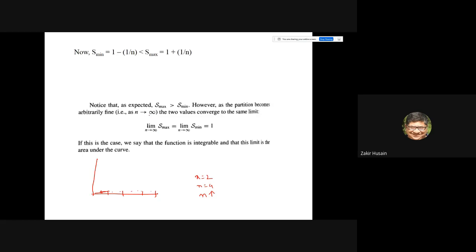So in that case, both of them become 0, and we simply have S min. So in the limiting case, the limit of S max as n tends to infinity is equal to the limit of S min as n tends to infinity, and the value is 1. So we see that if the function is integrable, the limit is the area under the curve.